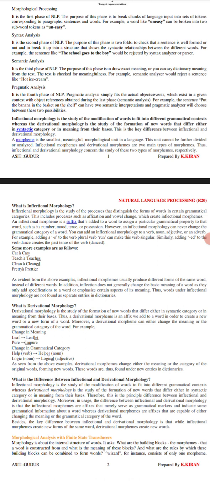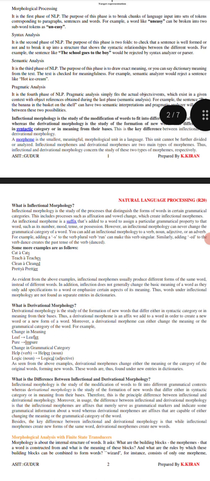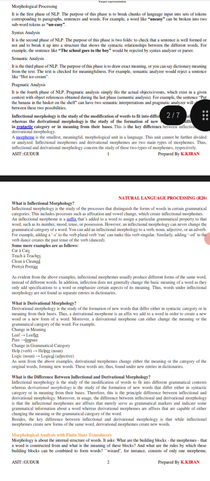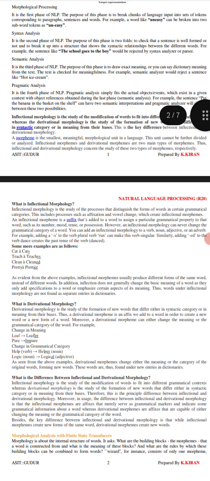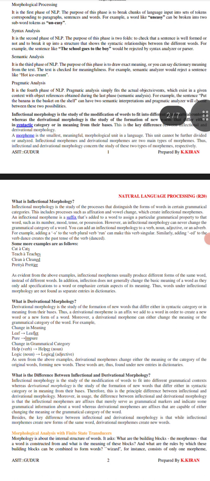However, inflectional morphology can never change the grammatical category of a word. You can add an inflectional morpheme to a verb, noun, adjective, or an adverb. For example, adding an s to the plural verb run makes this verb singular. Similarly, adding ed to the verb dance creates the past tense of the verb. Some more examples are as follows: cat, cats; teach, teaches; clean, cleaned; pretty, prettier.